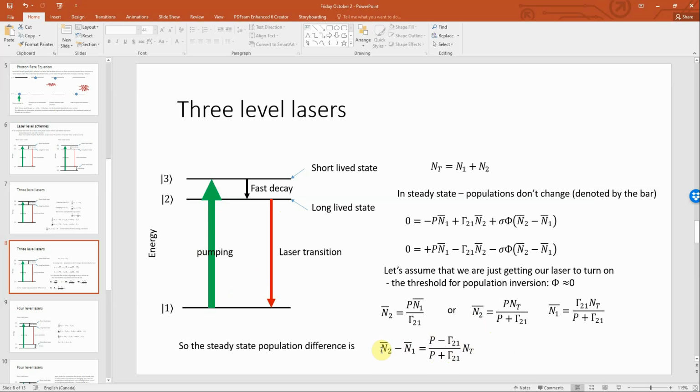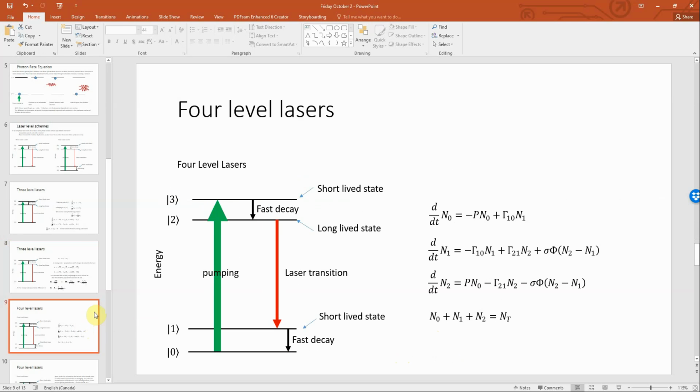The total number of states is just some number. And so in order to have population inversion, we need to have n2 greater than n1, and that's what's required for this laser to work. That means the pumping rate has to be greater than this decay rate here. Okay, so that's a requirement for 3-level lasers. All right, so remember that.